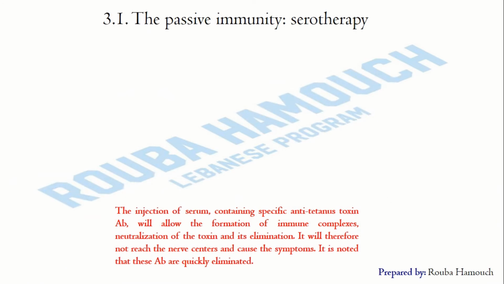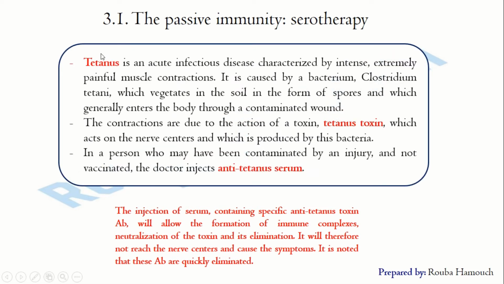Concerning the passive immunity, we are going to talk about serotherapy. Example, the case of tetanus. Tetanus is an acute infectious disease characterized by intense, extremely painful muscle contractions. And it is caused by a bacterium called Clostridium tetani, which enters the body through a contaminated wound. The contractions are due to the action of a toxin called tetanus toxin secreted by Clostridium tetani, and this toxin has severe effects on the nerve centers.